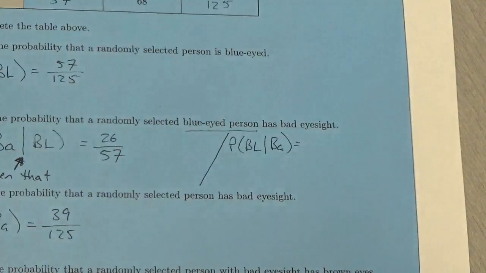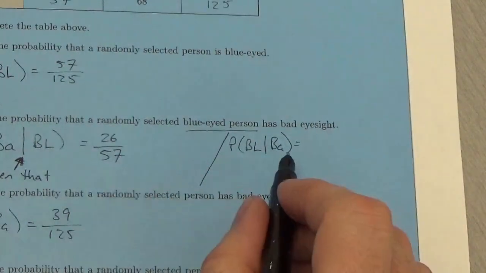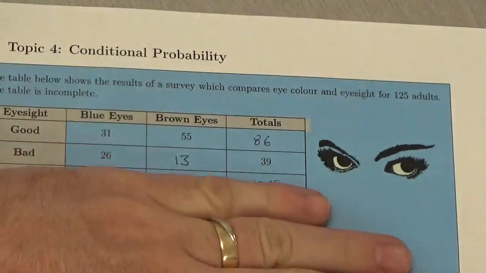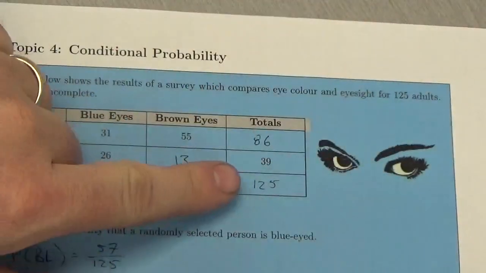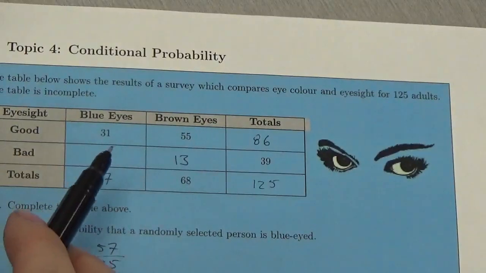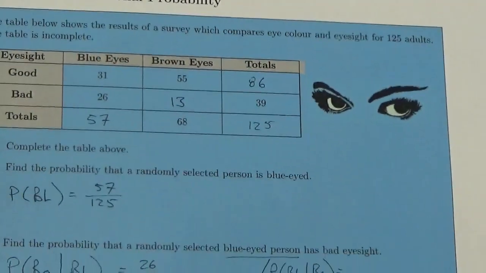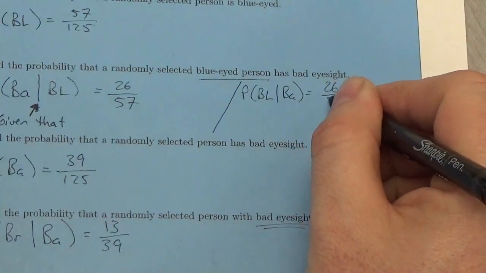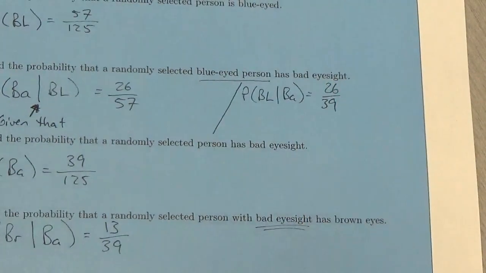I want you to notice something about this. In that case, just like I did with the last question, I am only looking at that second row, so just that group of 39 people. And now I'm interested in the group of people that have blue eyes here. It's 26 out of 39. So that's 26 out of 39.